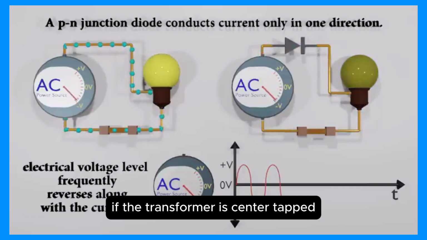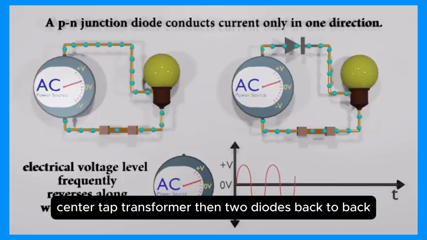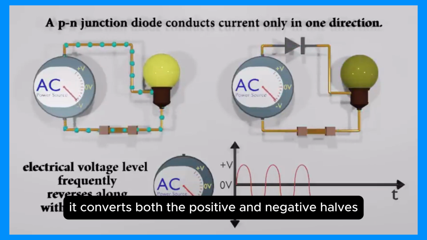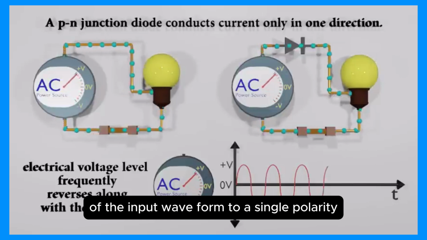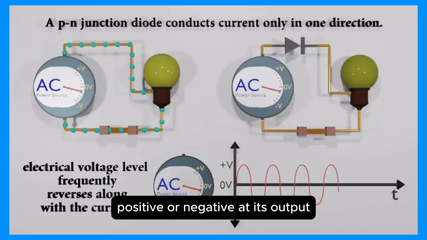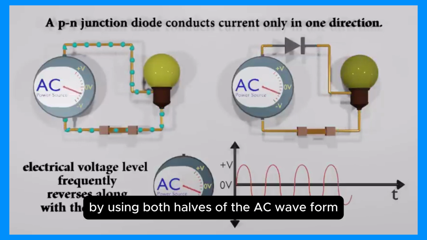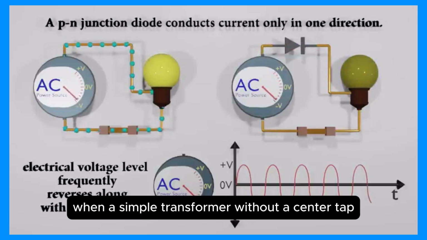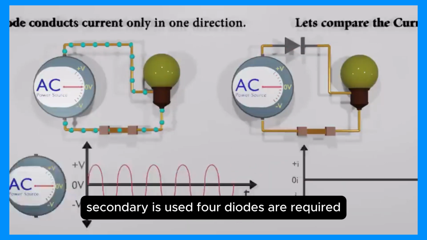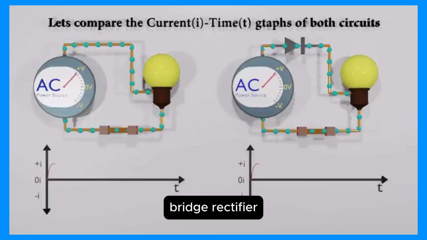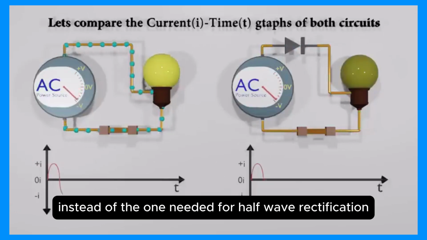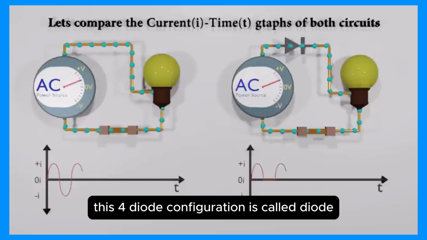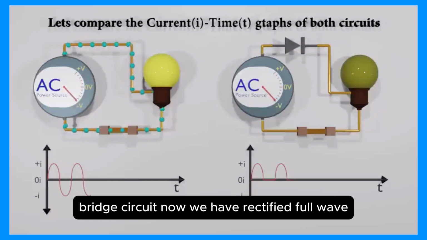If the transformer is a center-tapped transformer, then 2 diodes back-to-back can form a full-wave rectifier. It converts both the positive and negative halves of the input waveform to a single polarity, positive or negative, at its output. By using both halves of the AC waveform, full-wave rectification is more efficient than half-wave. When a simple transformer without a center-tap secondary is used, 4 diodes are required. It's called a bridge rectifier. This 4-diode configuration is called a diode bridge circuit. Now we have a rectified full wave.